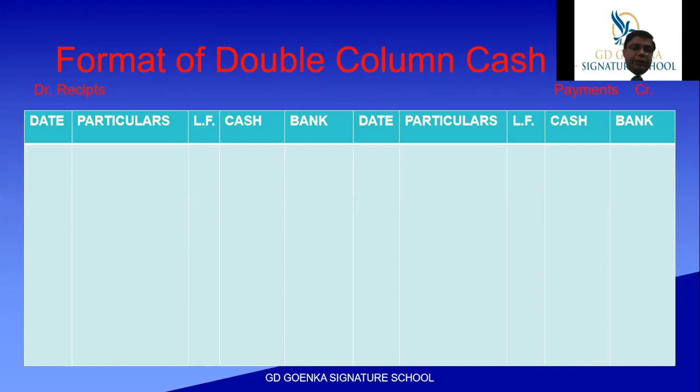The left hand side is the debit side, which records all the receipts of the business, and the credit side represents payments, which records all the cash payments happening in the business.